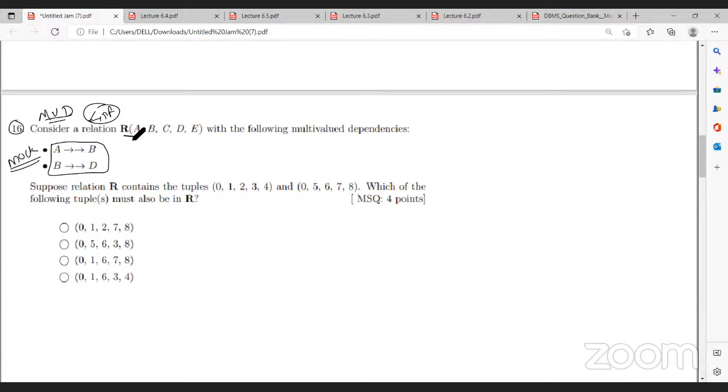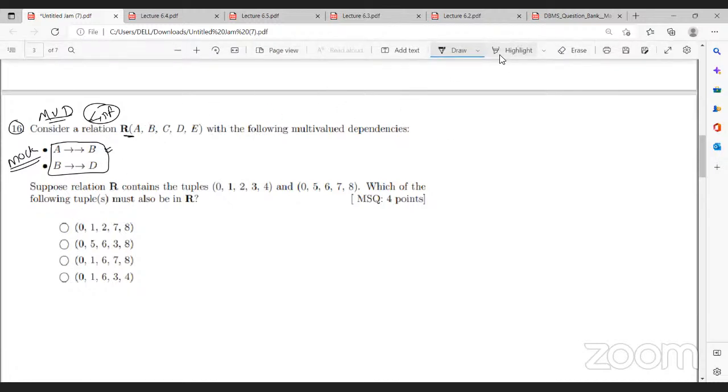Yeah. So in the relation R, both the MVDs must be there, right? That's what this question is saying. If the following dependencies are there. So how to approach this question? Anyone tried? A, B, let us take the red.